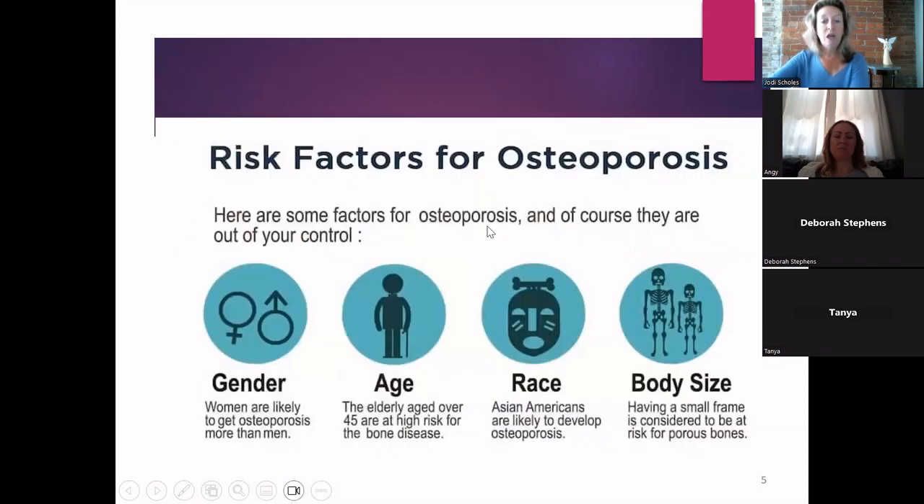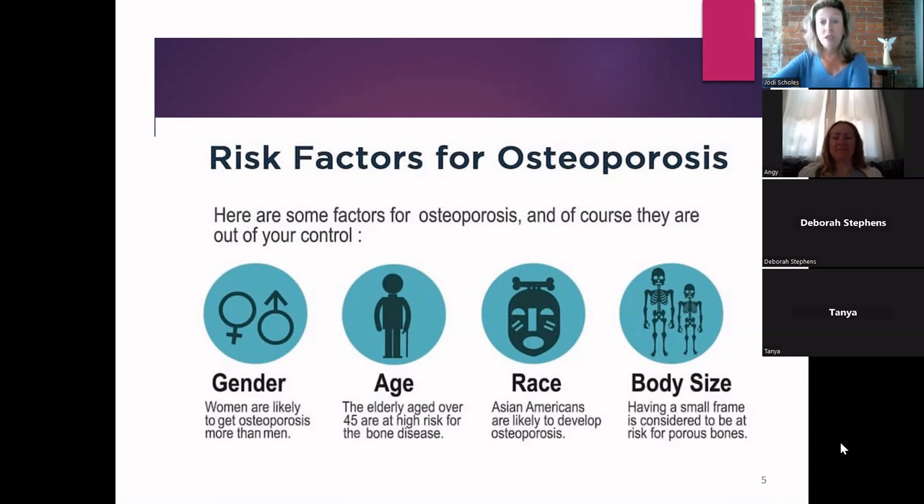So risk factors, who gets it? Women mostly, more in their perimenopausal years. So maybe 50 and older. This says 45 and older. Asian Americans are a little bit more likely. They have lighter bones in general. And also if you have a small frame. White, light skin, blonde hair, kind of Germanic type of build. These are some of the risk factors.